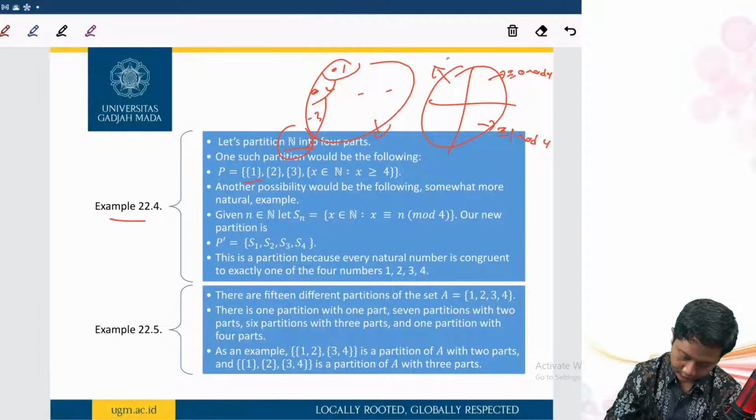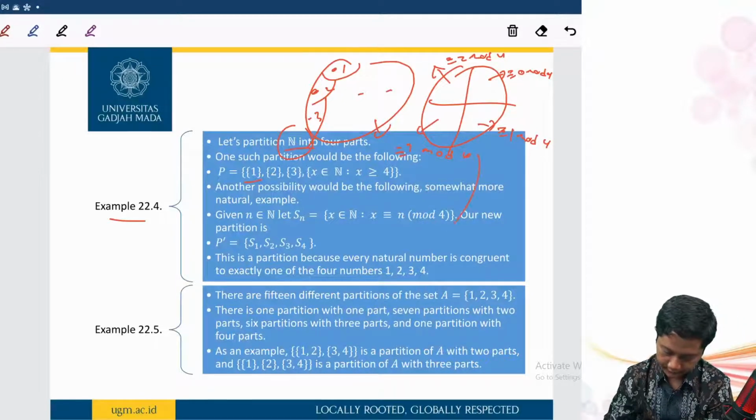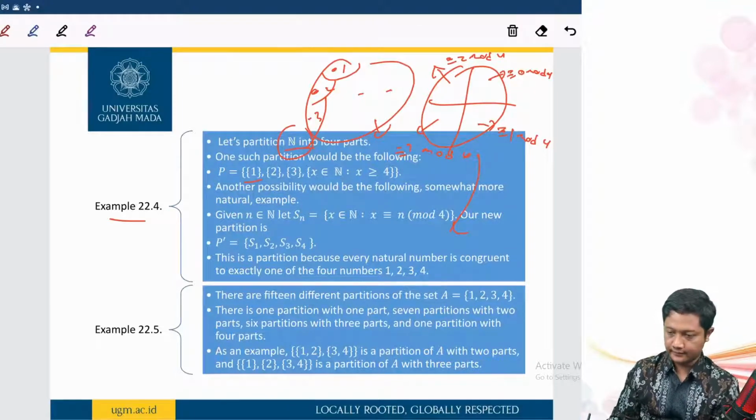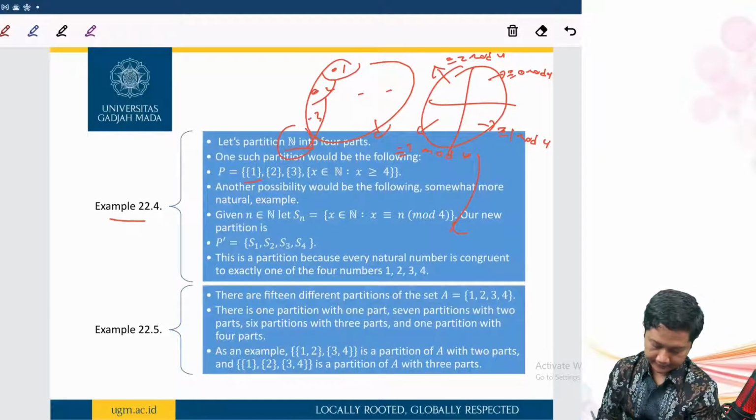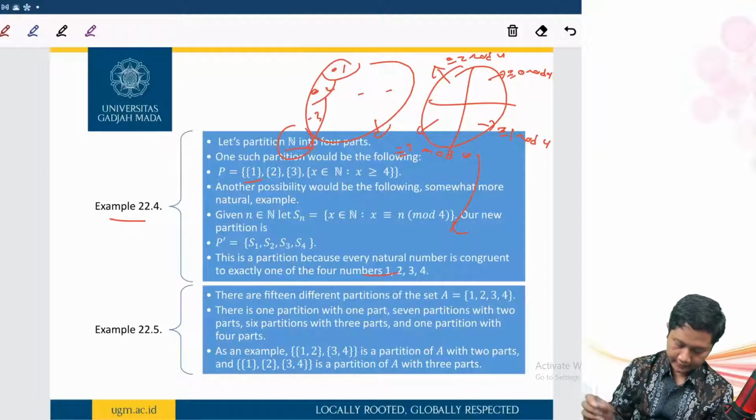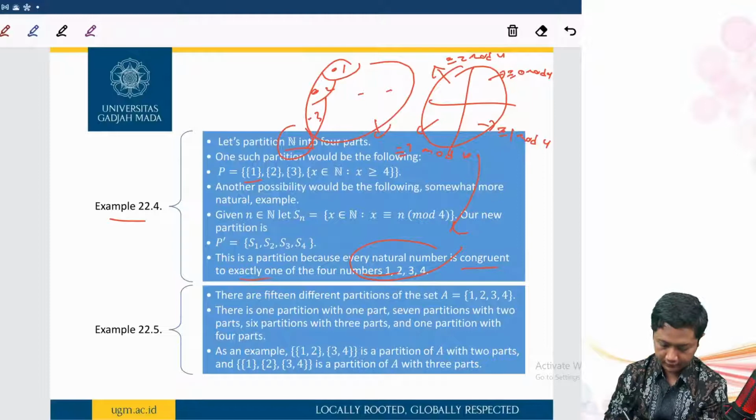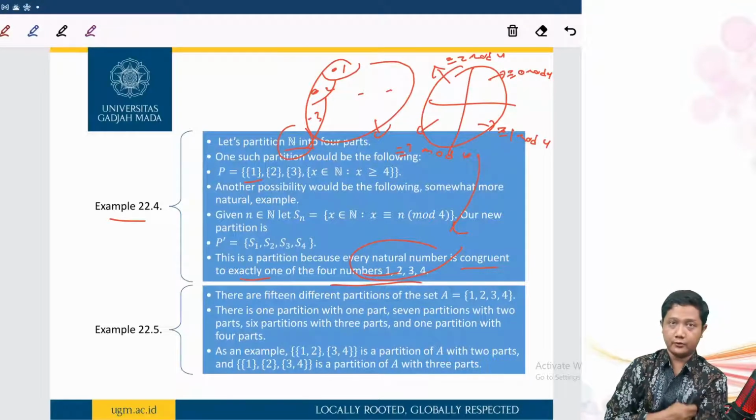Then this one is congruent to 2 mod 4, and 3 mod 4. So this one also works. So we have some partitions of the set of natural numbers. Why? Because every natural number is congruent to exactly one of the four numbers 1, 2, 3, or 4.